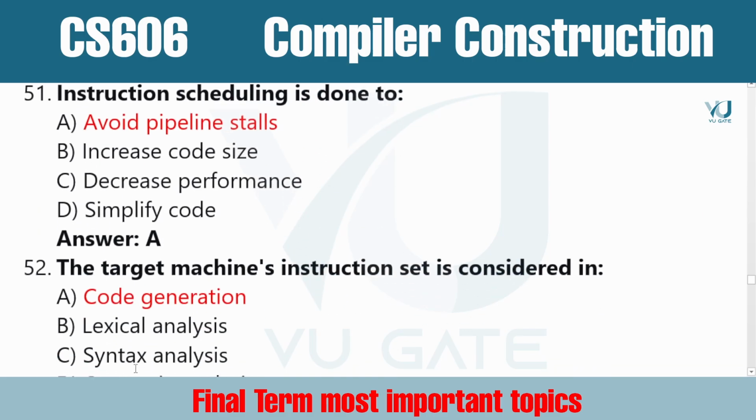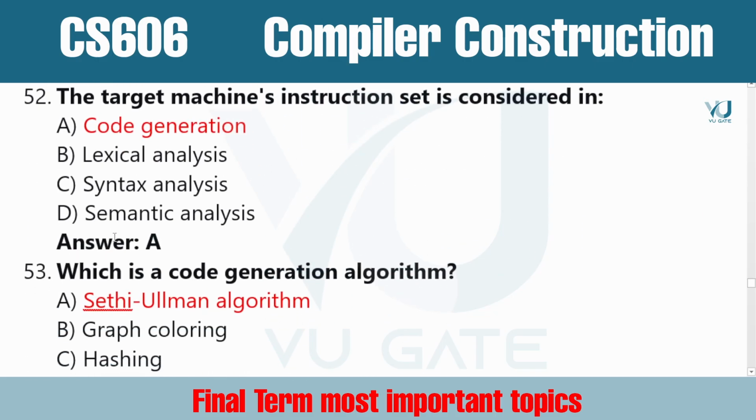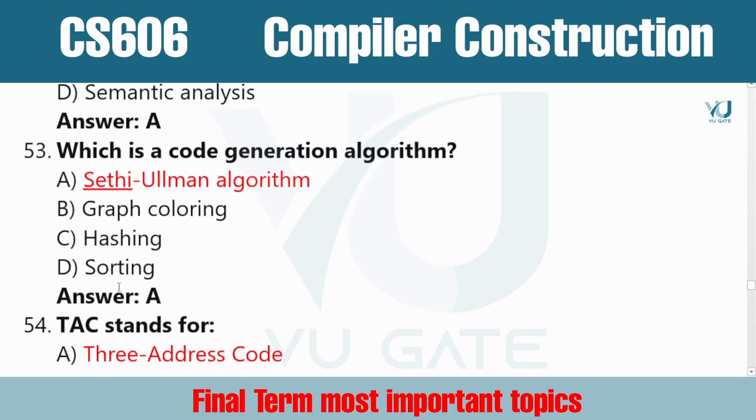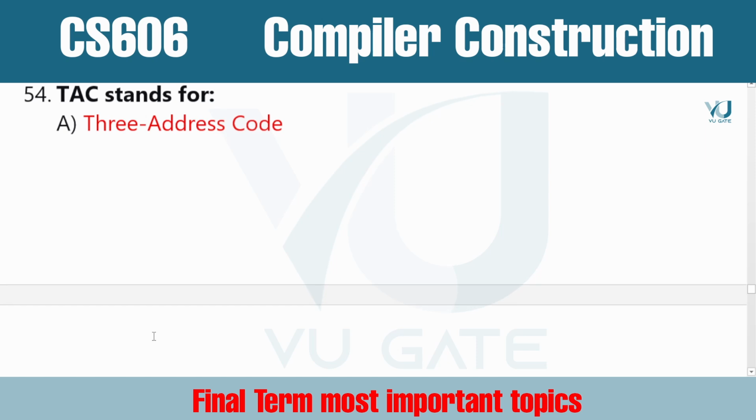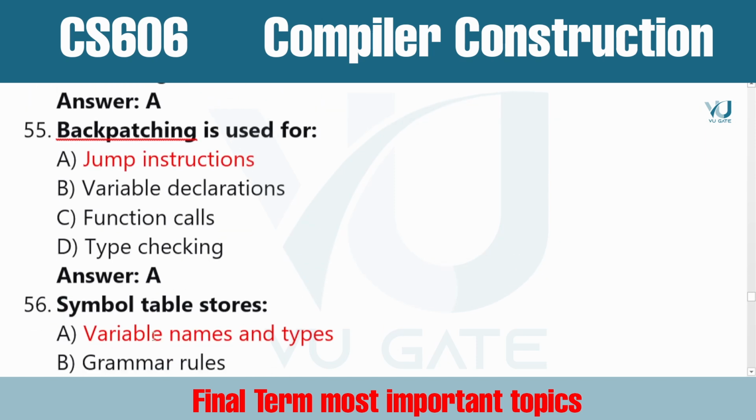Instruction scheduling is done to. The correct answer is option A, avoid pipeline stalls. The target machine's instruction set is considered in. The correct answer is option A, code generation. Which is a code generation algorithm? The correct answer is option A, Sethi-Ullman algorithm. TAC stands for. The correct answer is option A, 3-address code.